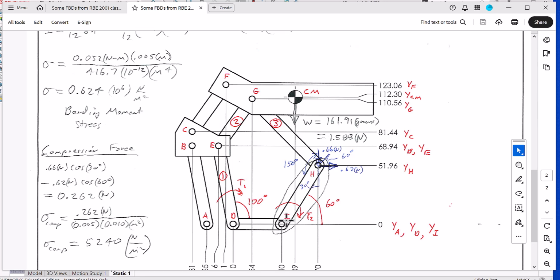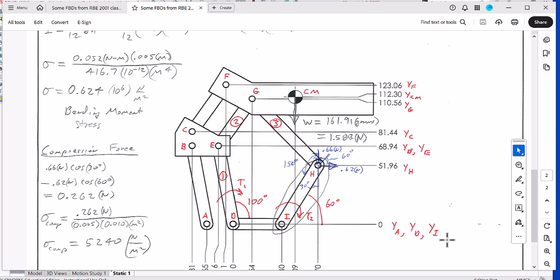So when I did the FEA, I just fixed this one. This would be attached to a shaft that's applying a torque and some load, and then I just applied these forces out at the joint. And I also calculated the compressive load. So in other words, just take the components of the 0.66 and the 0.62 forces that are in line with HI. That's where the 0.66 times cosine 30 minus 0.62 times cosine 60 comes from. I think this is a compressive force. And that you can see is quite low. It's around 5,000 newtons per square meter, as opposed to the bending moment stress, which is 624,000.